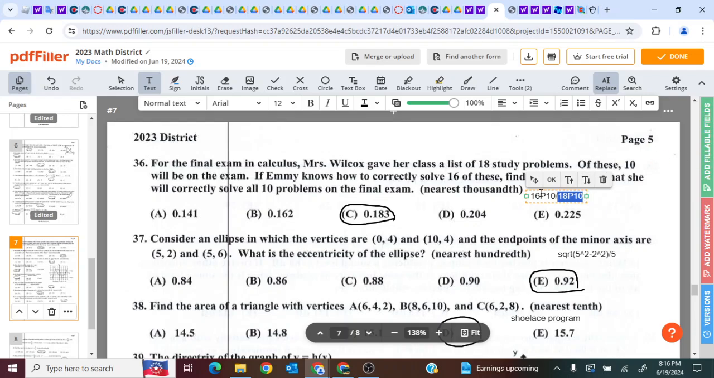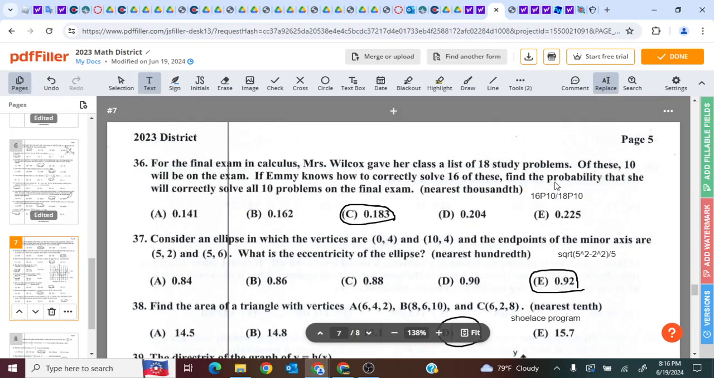So basically, this is the number of ways that you can have 10 problems she can solve on the test, and this is the number of ways all 18 problems can be on the test. So if you do that, you get 0.183. And let me just confirm something.